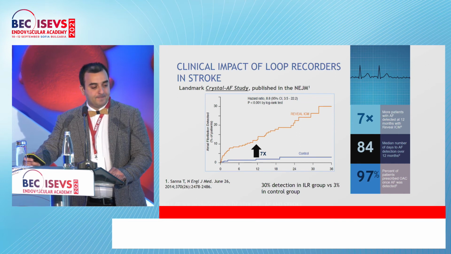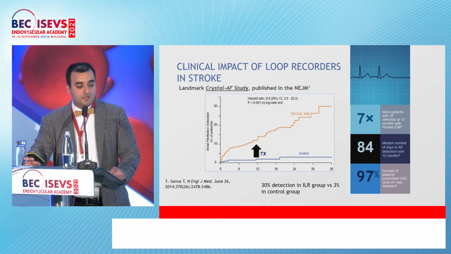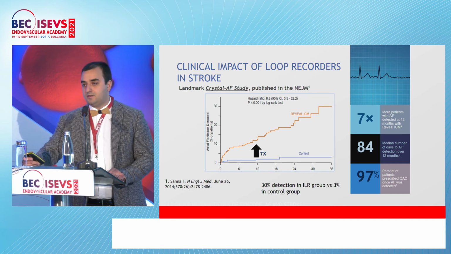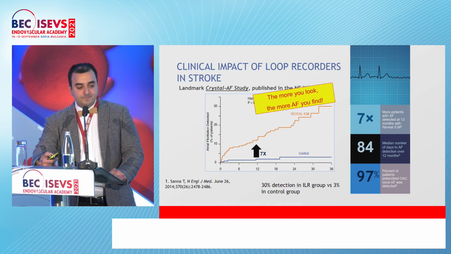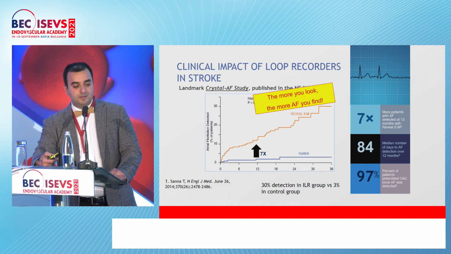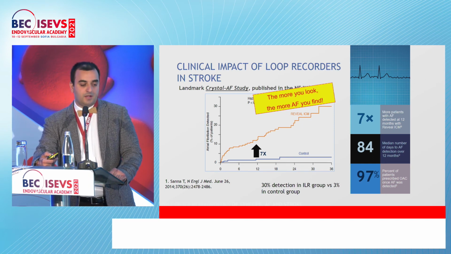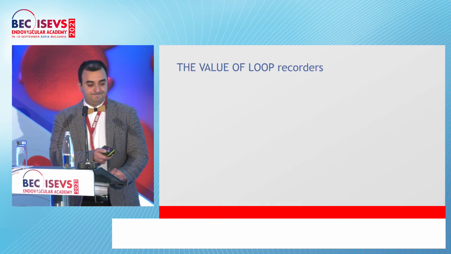The authors found that implanted patients, the active group, compared to the control group, had 7 times more detected atrial fibrillation. And in this group, the patients received proper therapy, and in 97% they received oral anticoagulation. And this is really important. They conclude that the more you look, the more atrial fibrillation you find.